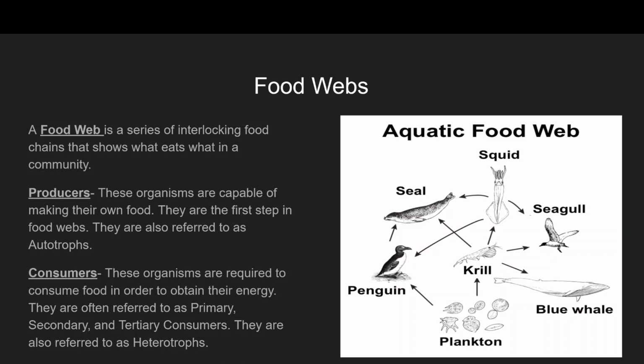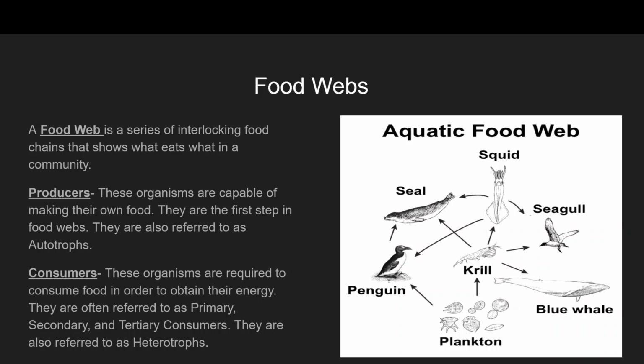So now we move on to food webs. Food webs are a little bit bigger and more complex than a regular food chain. A food web is a series of interlocking food chains that shows what eats what in a community. So if we have a big ecosystem, for example, somewhere like the ocean, like we have over here on the right in our picture, there's a lot of little food chains you can see there.